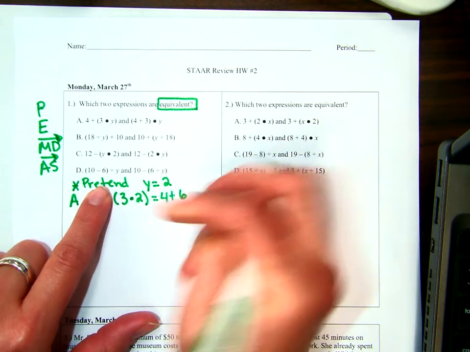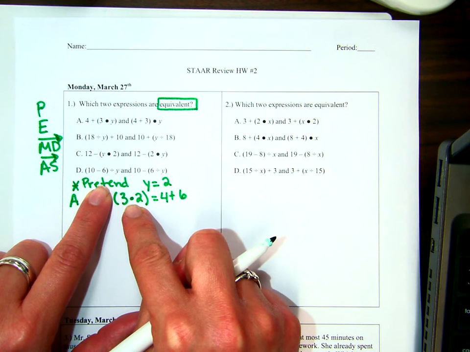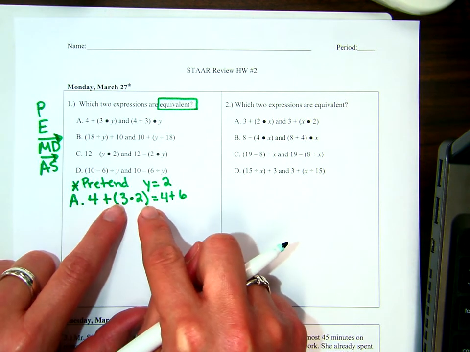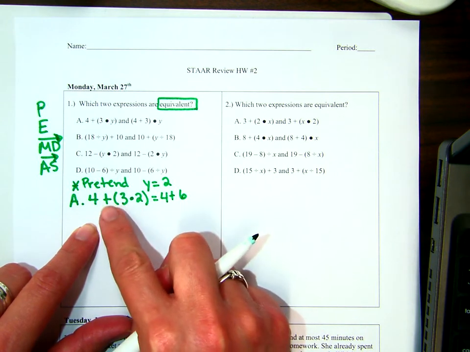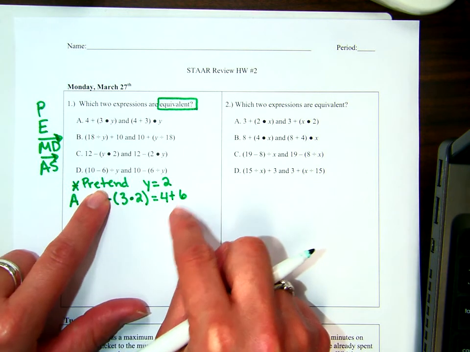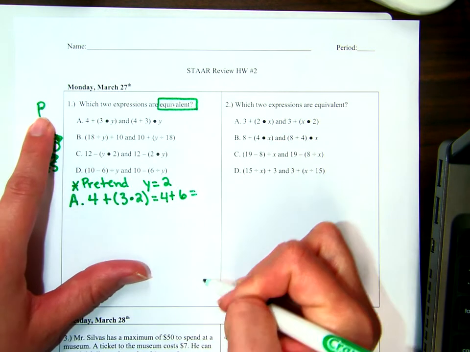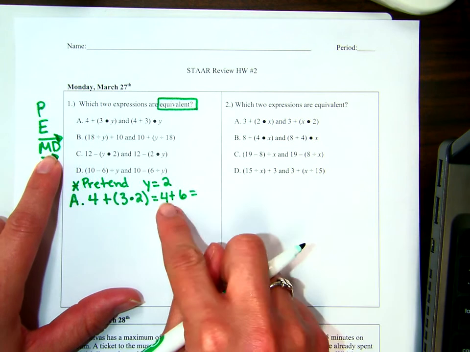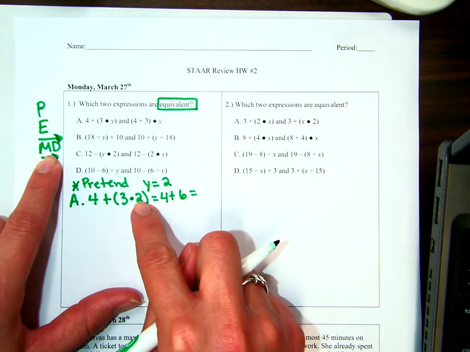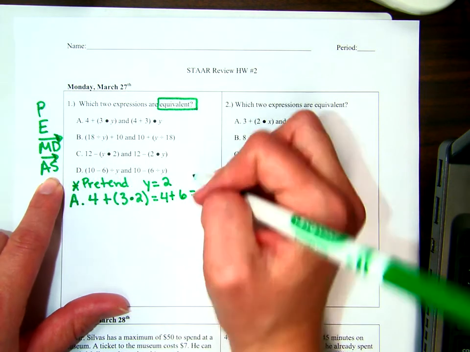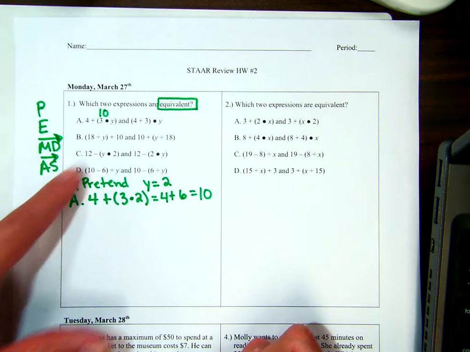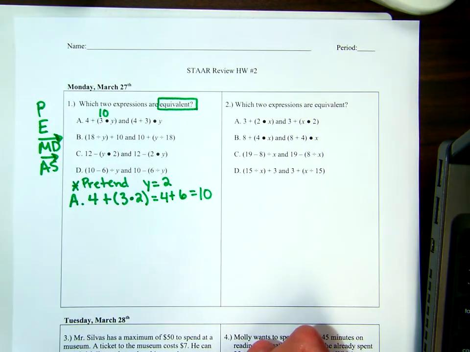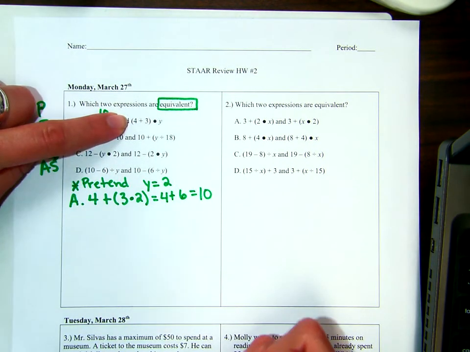Again, I cover that up so my brain only focuses on order of operations. In case you forgot, the reason I can drop those parentheses is there was no number right next to it. If there was a number right next to it, I would need to keep the parentheses because that means multiply. Since there's no number next to it, I can drop them. There are no exponents, and no multiplying and dividing anymore because that multiplication was inside the parentheses. My last step is add and subtract. 4 plus 6 is 10. So if y were 2, the value of this expression is 10. But let's see if it's equivalent to the other part.